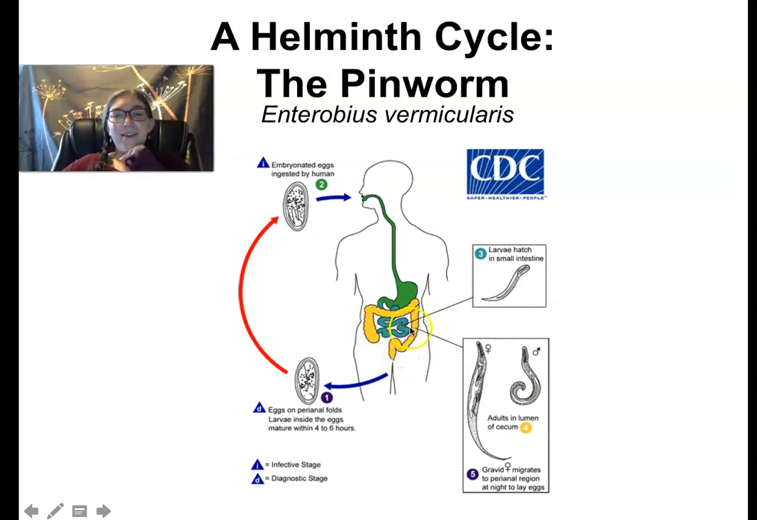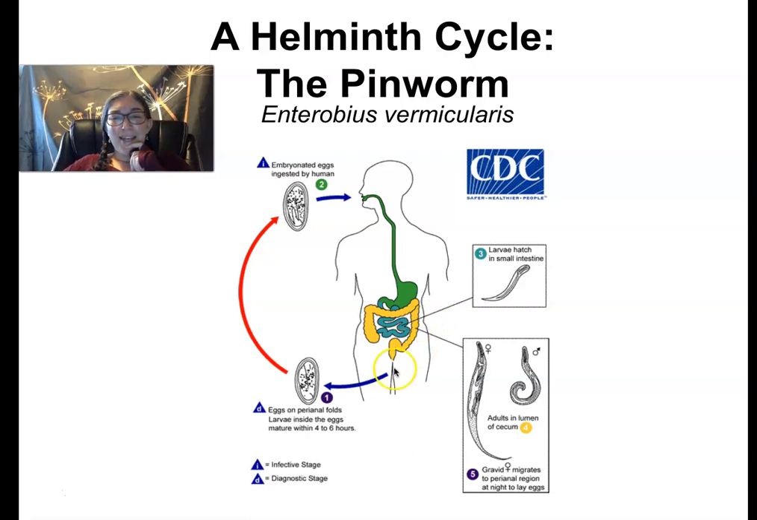Now, the adult females, at night, will crawl down out of the large intestine. So the larvae develop in the small intestine. The adults live in the large intestine. And I guess they must eat bacteria in the large intestine. So they really don't make you sick. You don't have any symptoms.